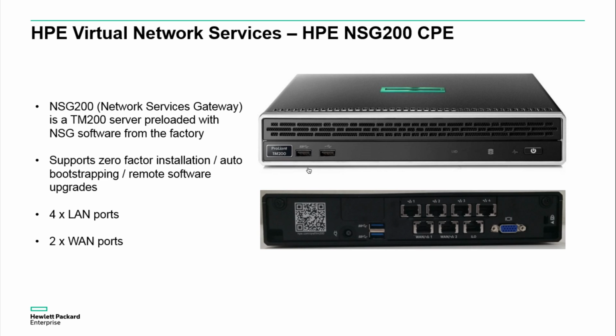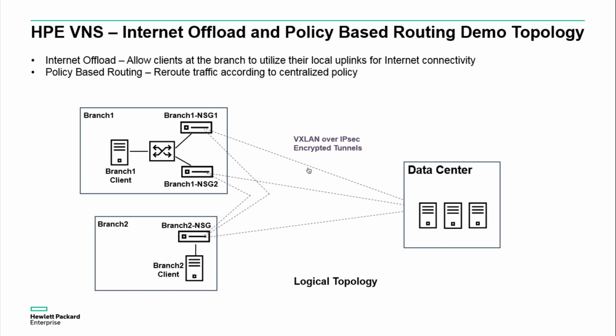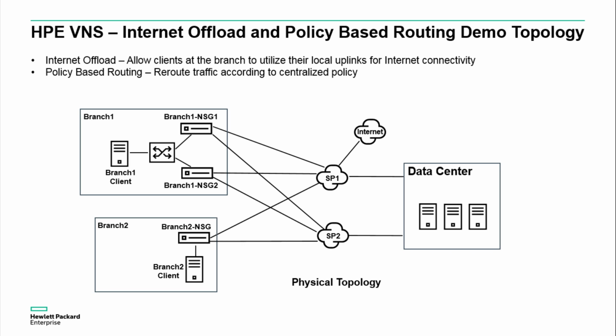In this demo, I'll be using the software Virtual Machine NSG instead of the hardware NSG200, but they both use the same software. So this is the logical topology of my demo. I have 2 branches. I have my VXLAN over IPsec encrypted tunnels between the branches as well as from the branch to the data center. The physical topology basically has dual uplinks from each NSG connected to 2 different service providers.